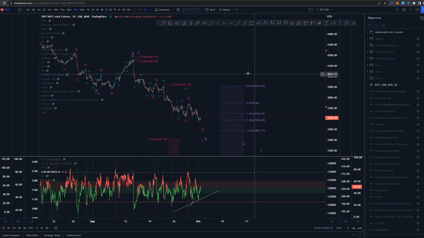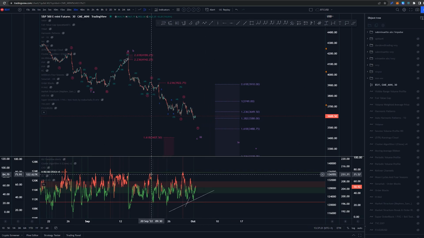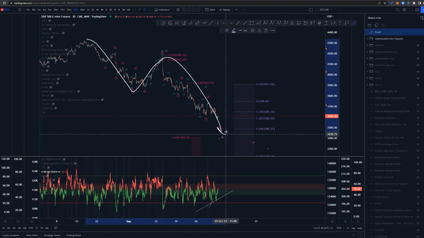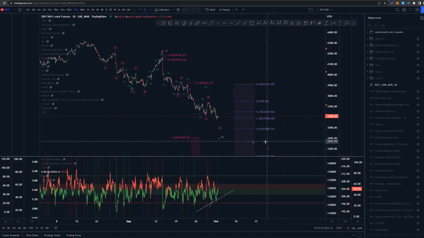Well, if we have to be looking into this structure again, we have to be reminding ourselves of the possibility of that impulse wave count. Of course, this can be an A, B, C as well, and we have not hit the 1.618, which would make it more to be that impulse wave structure.